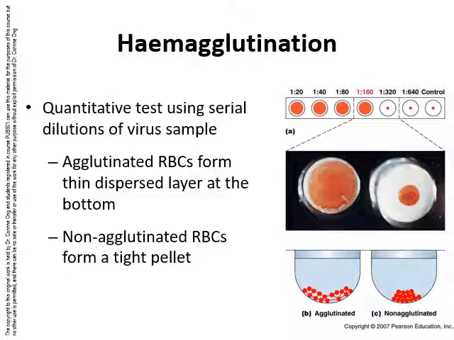In this example, the last dilution where agglutination can be seen is in the well with the 1 in 160 virus dilution. So this is the titer, as the well with the next doubling dilution shows no agglutination and the red blood cells form a tight pellet at the bottom of the well. With higher amounts of virus, more dilution will be required before agglutination is not observed.